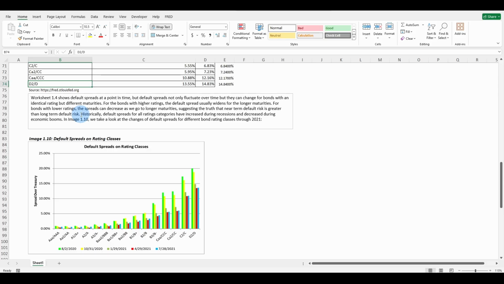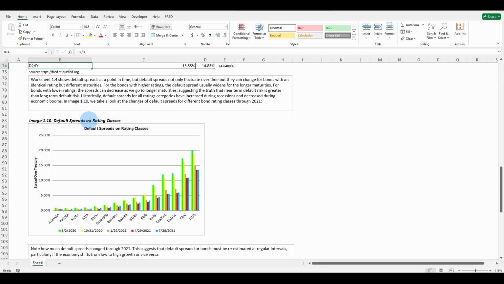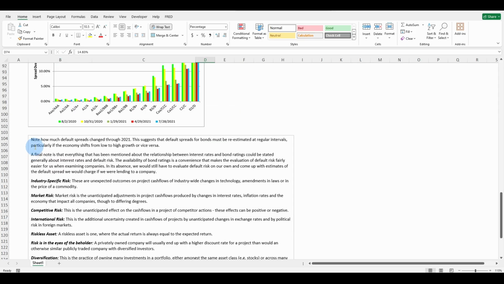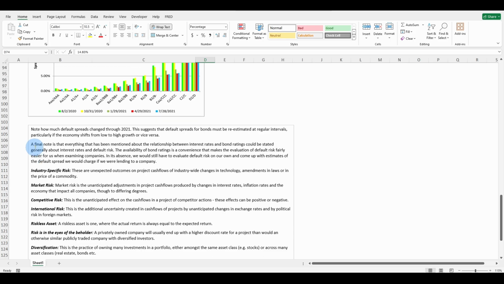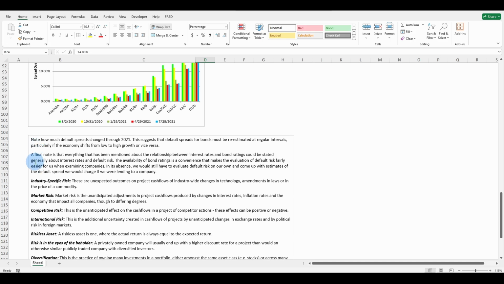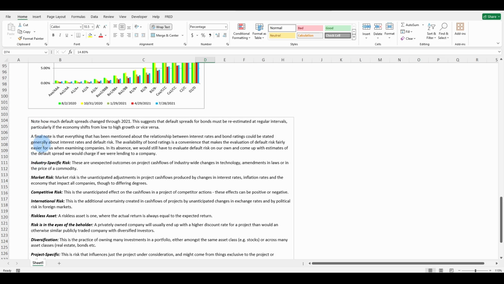Historically, default spreads for all rating categories have increased during recessions and decreased during economic booms. Note how much default spreads changed through 2021. This suggests that default spreads for bonds must be reestimated at regular intervals, particularly if the economy shifts from low to high growth or vice versa.